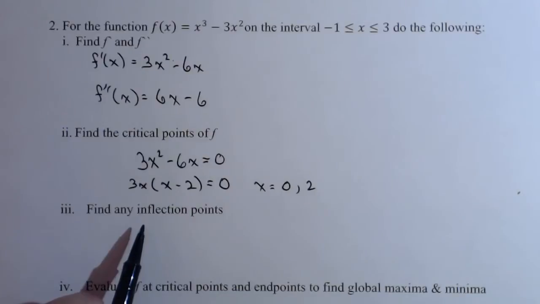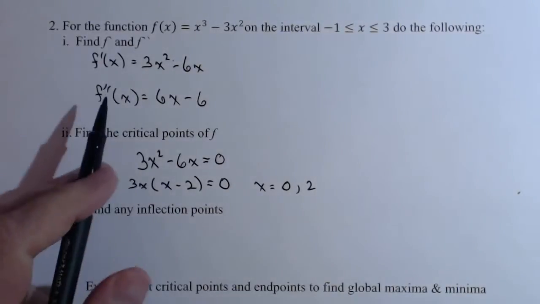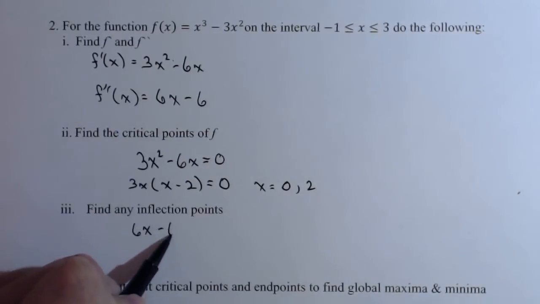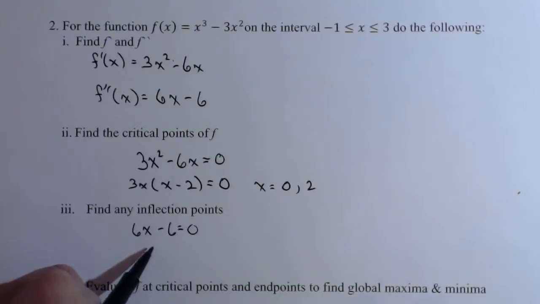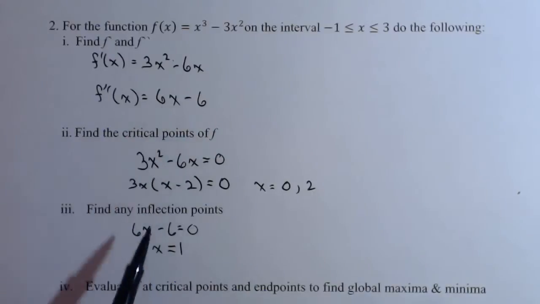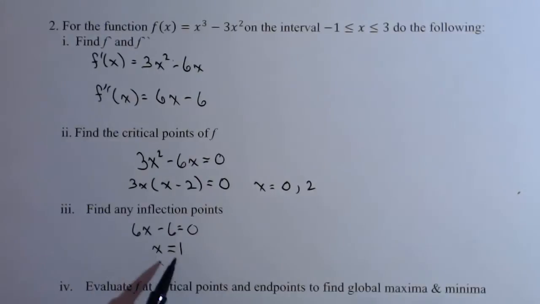Our next step is to identify any inflection points. Those would be any zeros in the second derivative. So we set 6x minus 6 equal to 0. Solving this, we're going to get x equals 1. And we can see that the second derivative does change signs at 1. It's just linear. So we're going to have an inflection point at x equals 1.